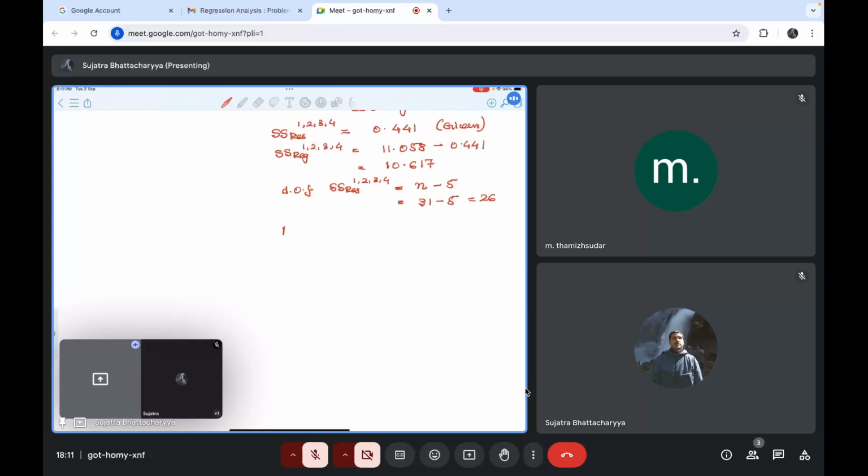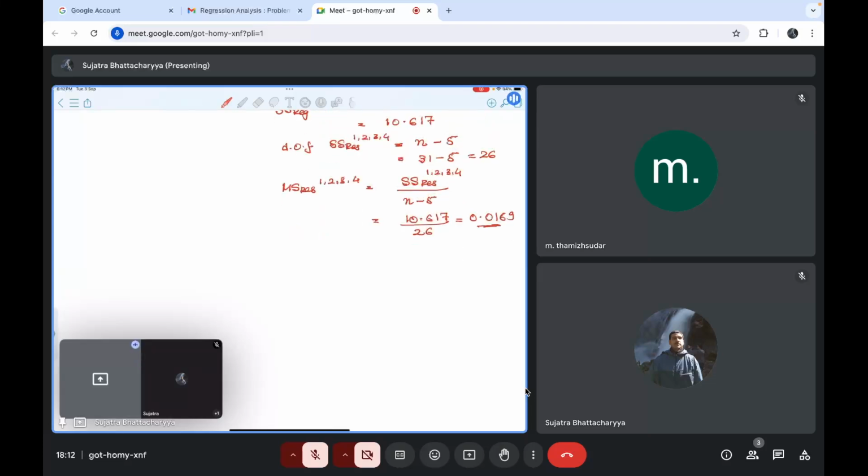Now we need to calculate MS residual for the full model, because since we are talking about 1, 2, 3, 4 full model, let's calculate the MS residual because we need that. So what is the definition of it? We have seen that it is SS residual 1, 2, 3, 4 for all regressors divided by n minus 5, the degrees of freedom, which is 10.617 divided by 26. And this will give you 0.0169 roughly. This is the value of the MS residual. Okay, so this is done now.